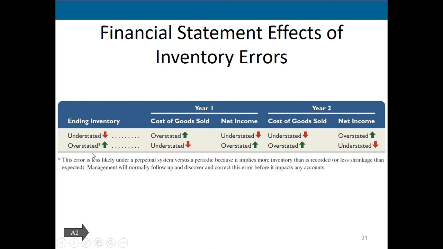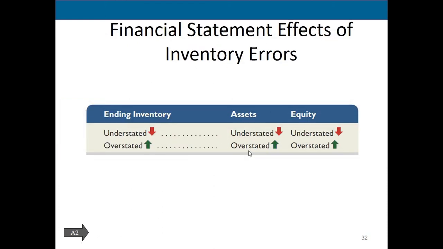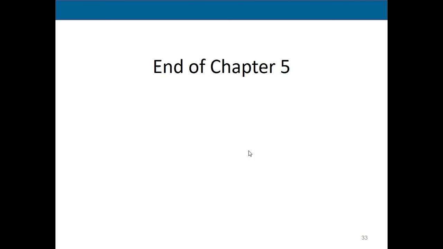If I had overstated my inventory, it has just the opposite effect. That's basically just what it looks like on the assets and the equity side of things. And that's going to finish it up for Chapter 5.